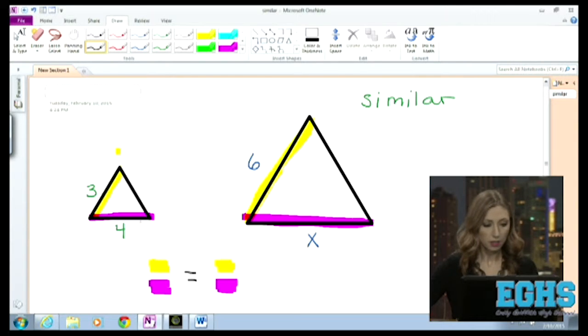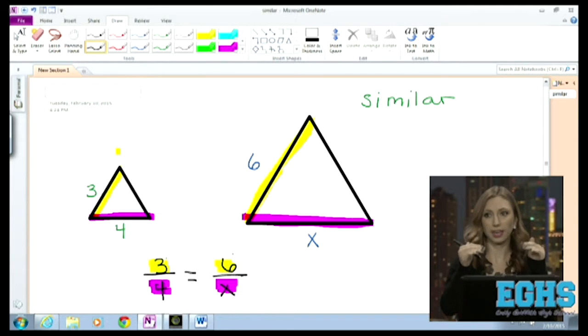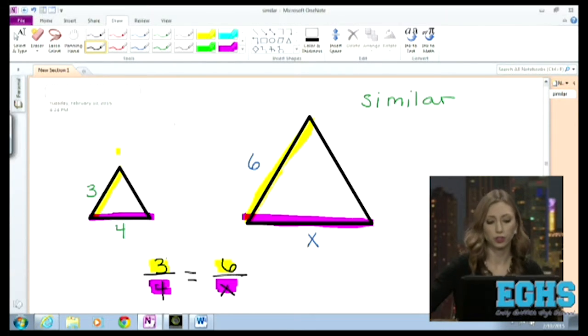All right. So if I know that the side length of this left-hand triangle is 3, and the other one is 4, I know that 6 corresponds with this 3, and then the x is going to correspond with the 4. So see how I color-coded that to make sure that the corresponding sides stay the same: numerator, numerator, denominator, denominator. Because they're similar, that means they're proportional.